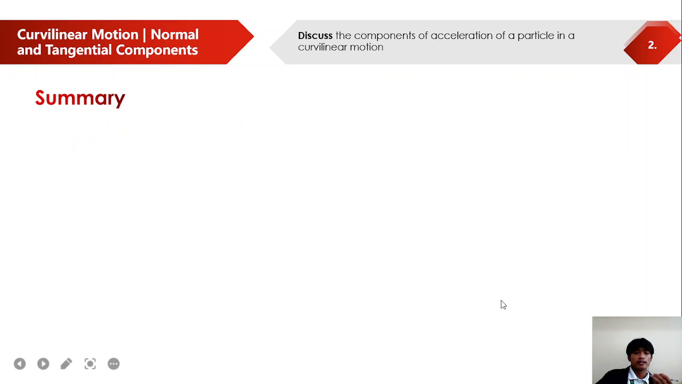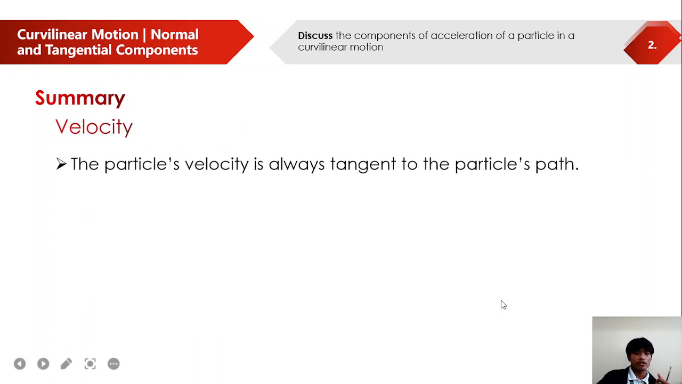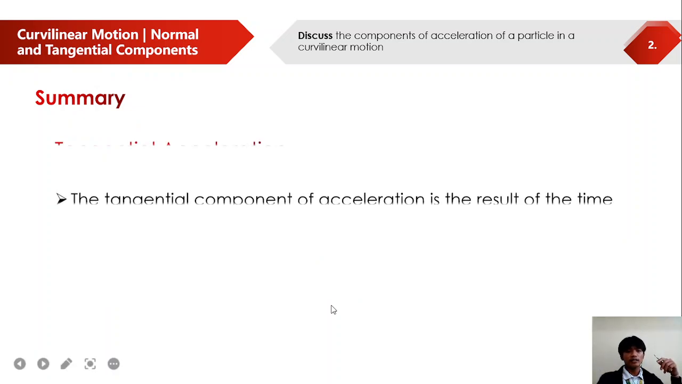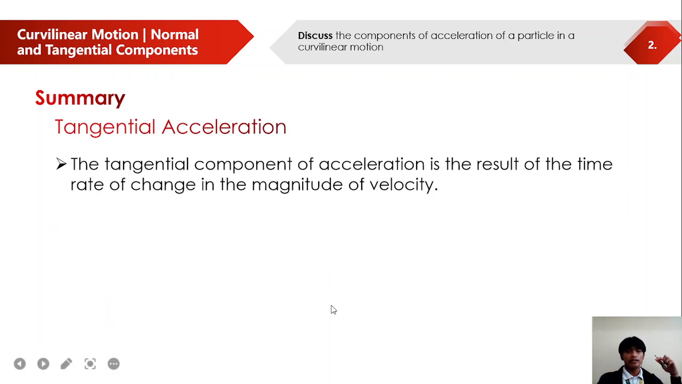You know that already. Next is the velocity. The particle's velocity is always tangent to the particle's path. We all know that one. The magnitude of the velocity is found from the time derivative of the path function. For the tangential acceleration, the tangential component of acceleration is the result of the time rate of change in the magnitude of the velocity. Again, the magnitude of velocity is what the tangential acceleration is based on.